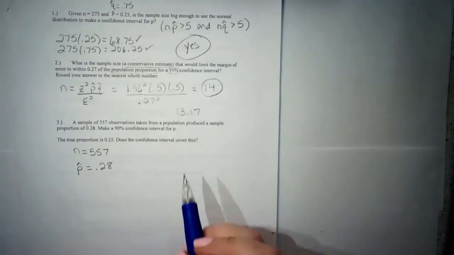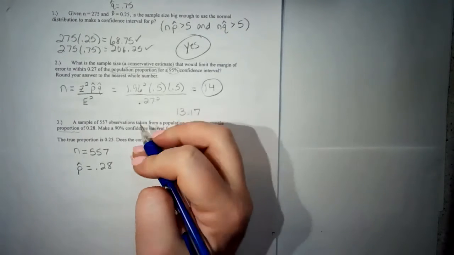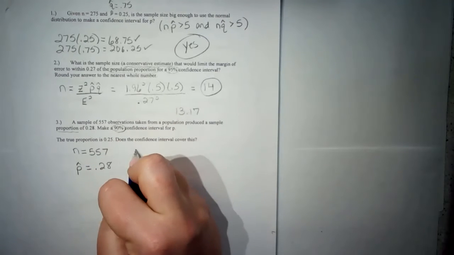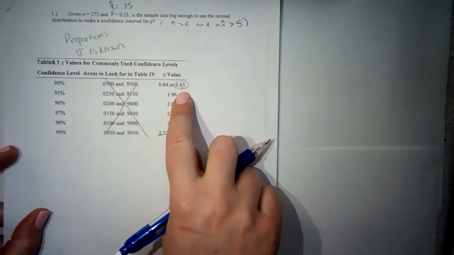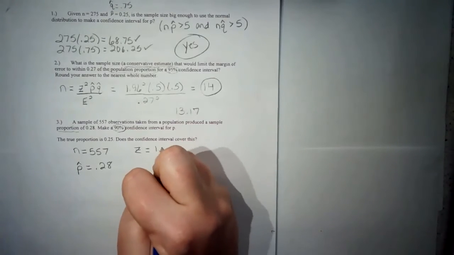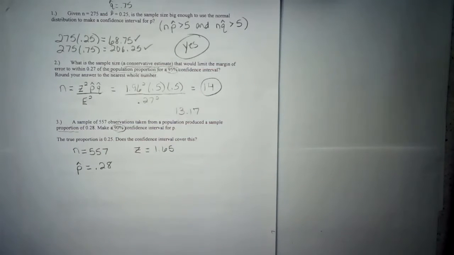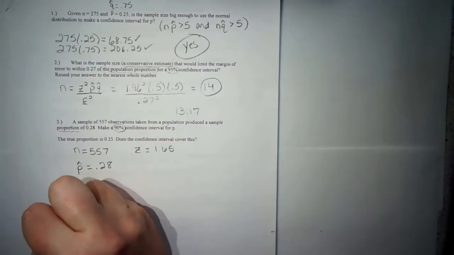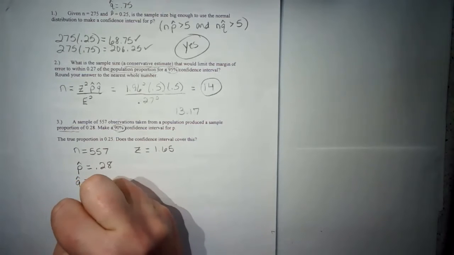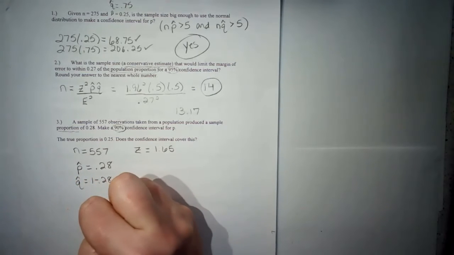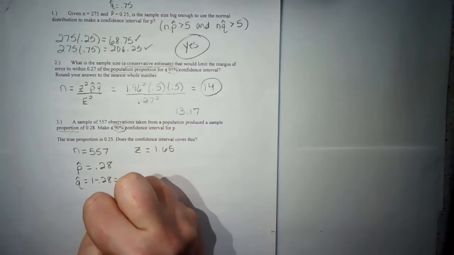Okay, well, since we're using proportions, I'm going to take this 90% and that's going to give me my z. So I go to my chart. We take the bigger number, the 1.65. Okay, there we go. All right, so I have p hat. I'm going to need q hat. 1 minus 0.28. It is 0.72.